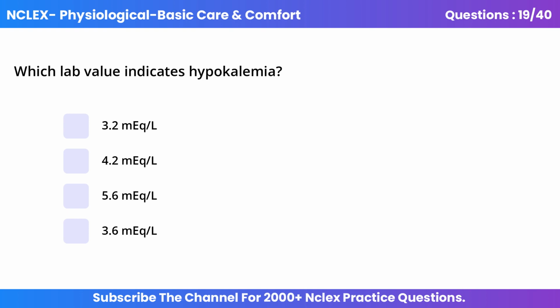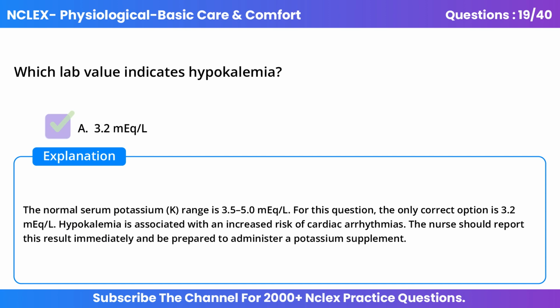Question 19. Which lab value indicates hypokalemia? A. 3.2 mEq/L. The normal serum potassium (K) range is 3.5 to 5.0 mEq/L. For this question, the only correct option is 3.2 mEq/L. Hypokalemia is associated with an increased risk of cardiac arrhythmias. The nurse should report this result immediately and be prepared to administer a potassium supplement.